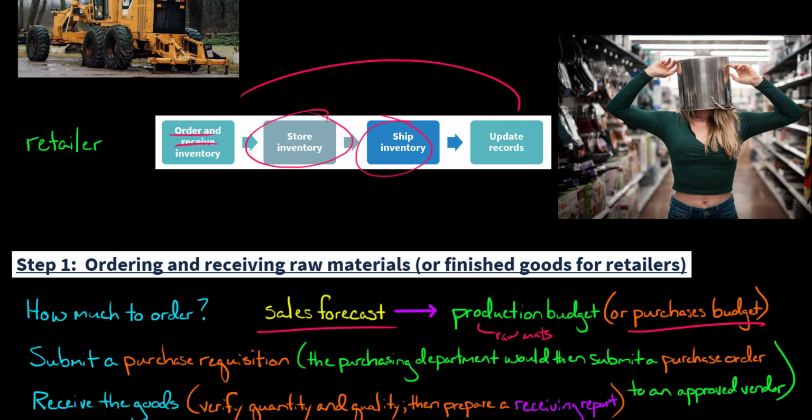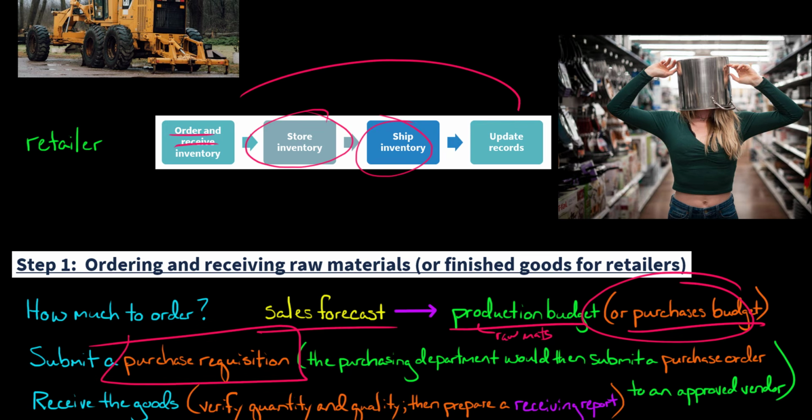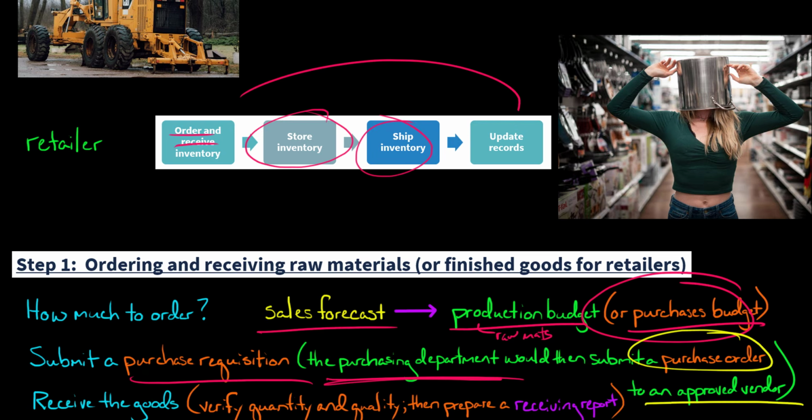So first, you try and predict what you're going to sell, and then you say, okay, how much inventory do we need to buy or produce? Now, once you know how much inventory you think you're going to need, you make a purchase requisition. So the company would say, okay, we're going to request that we get X number of units of inventory or X number of units of raw materials. And then the purchasing department would go and submit a purchase order to an approved vendor.